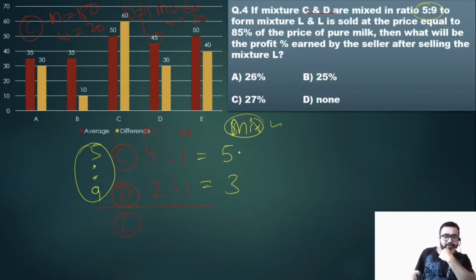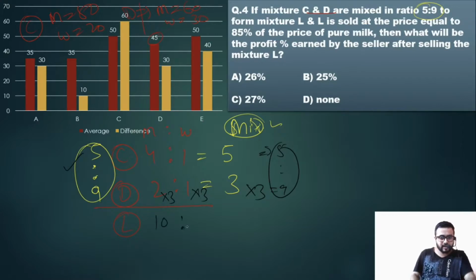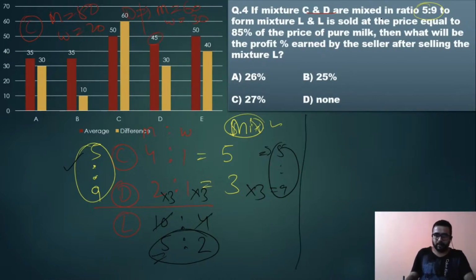So see, if this one is 5 and I have to make 9 here, can I multiply this by this 3? If I multiply by 3, you're going to get 9, and this one is 5. So this ratio becomes 5:9. You need this 5:9. So just multiply by 3 here also. Now add this 4 and 6, you're going to get 10, and here this one is 4. So you're going to get ratio 5:2. It means your milk is 5 and your water is 2. Done.